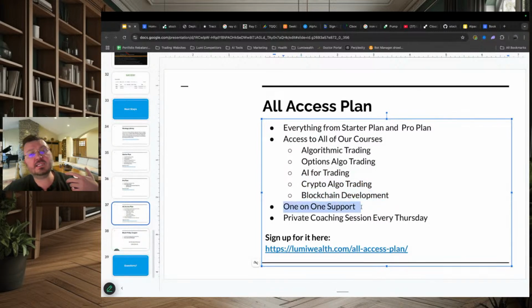You also get, and this is important, one-on-one support in All Access. Meaning if you want to develop an algorithm, and a lot of people come to us and say, I have this strategy in mind, I want to build this thing, I want to trade some sort of options, I have this specific thing I want to do, we can build that for you. So with the All Access plan, you're actually going to get time with me over the phone, and we're going to sit down at regular intervals every month and build these things out for you.